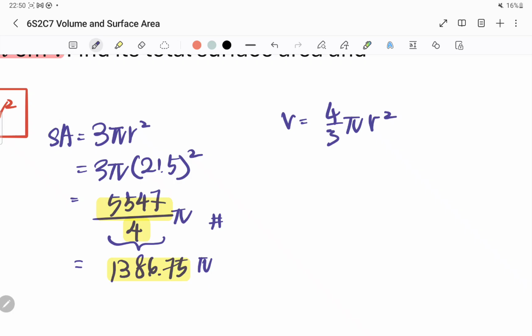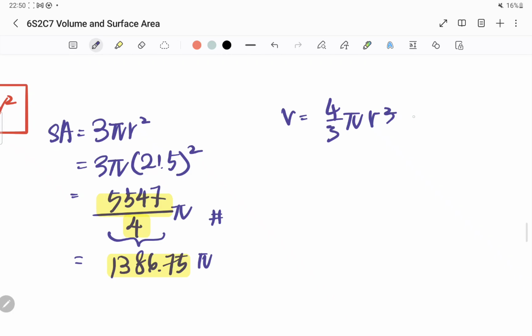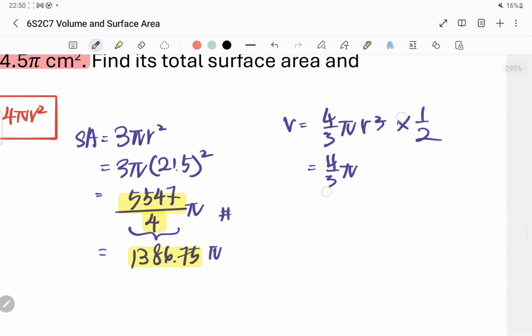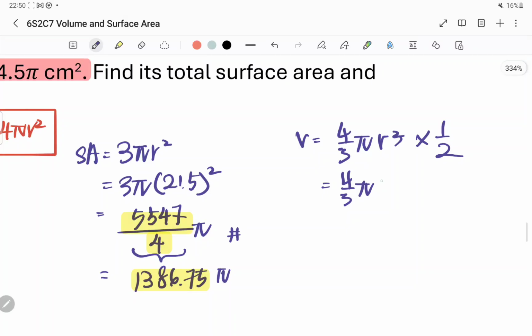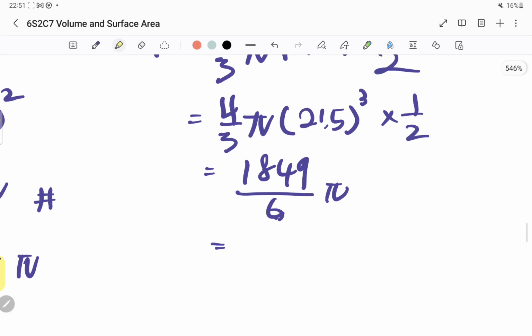r squared, correct? Not r cubed, but it's a hemisphere, so what I will do is multiply 1 over 2 or divided by 2. So in this case, 4 over 3 pi, r squared, r is 21.5 cube, multiply 1 over 2. So put into your calculator, you should get 1849 over 6 pi.